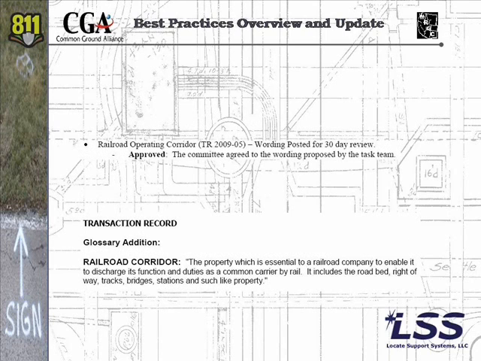TR 2009-05 deals with the definition of a railroad operating corridor. This was approved by the committee, and the definition is the property which is essential to a railroad company to enable it to discharge its function and duties as a common carrier by rail. It includes the roadbed, right-of-way, tracks, bridges, stations, and such like property.